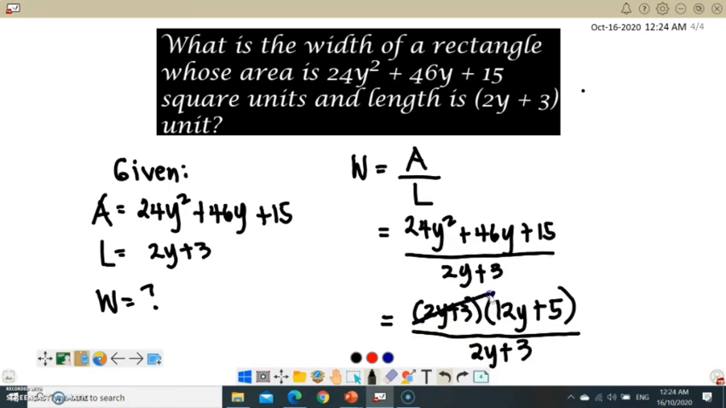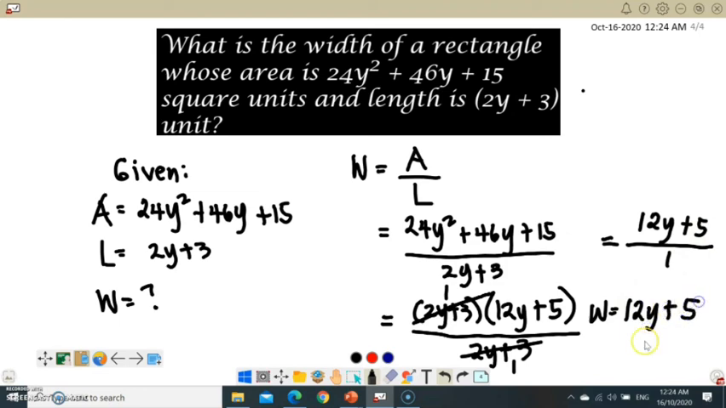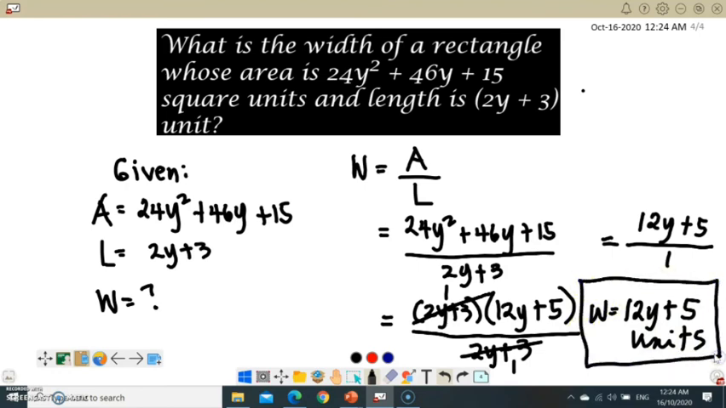So we cancel 2y plus 3 and 2y plus 3. What's left here is 1 and here is also equal to 1. So that is equal to 1 multiplied by 12y plus 5 is equal to 12y plus 5 over what's left, the denominator, which is 1. So what is our width now? 12y plus 5 divided by 1. We have here 12y plus 5 units. There, we found the value of the width.